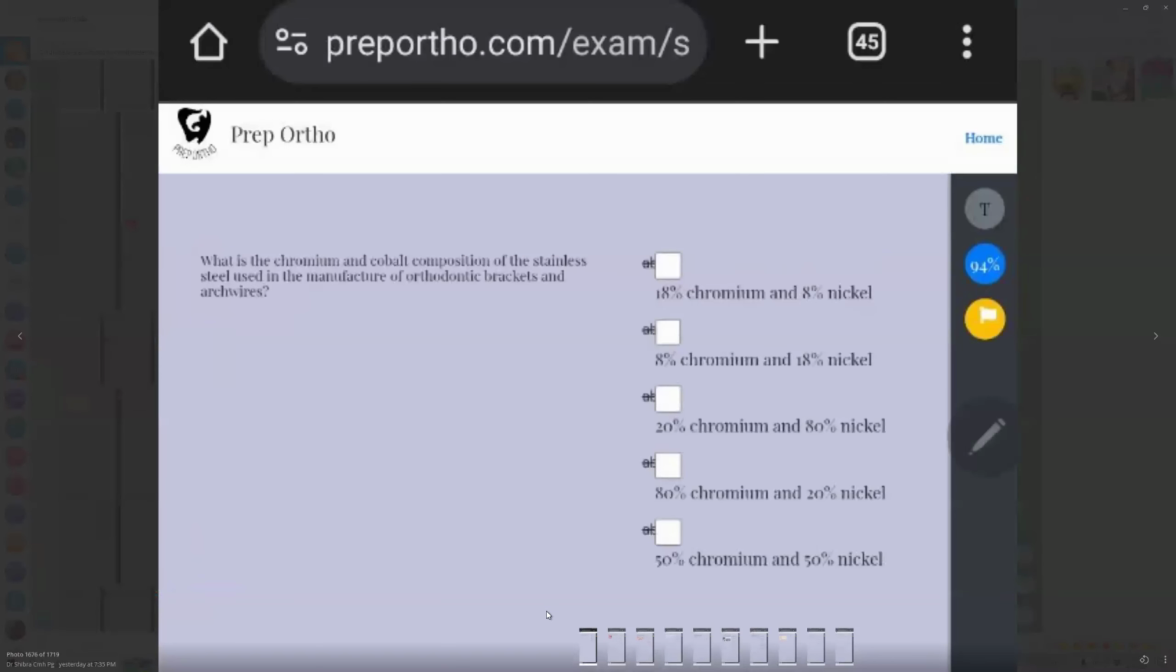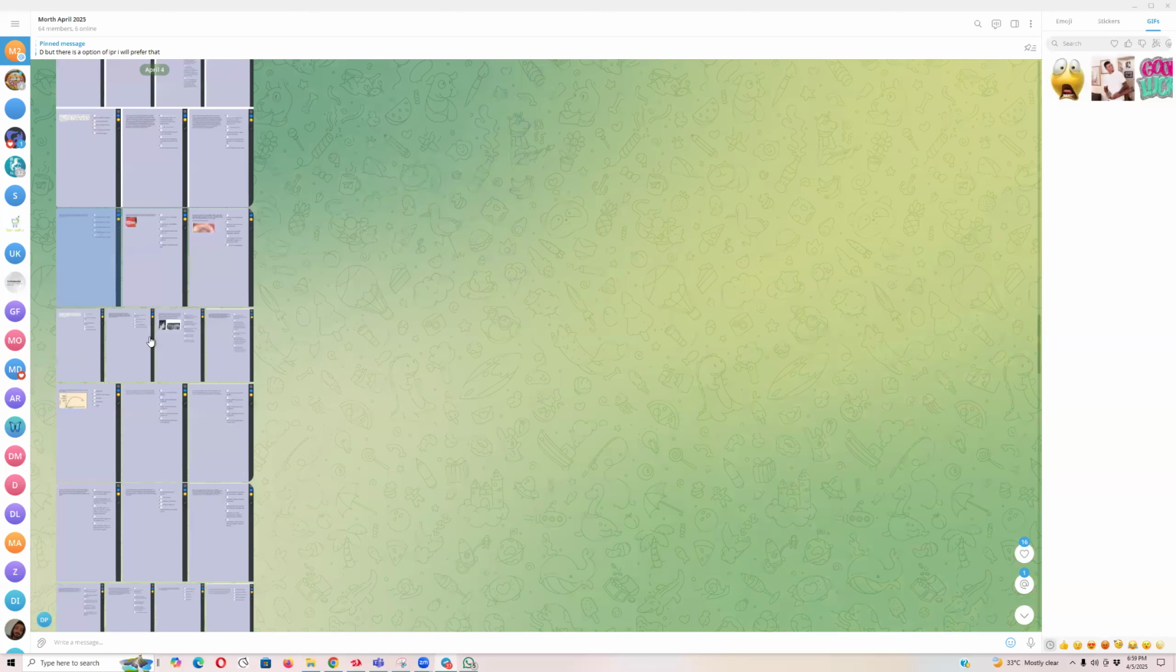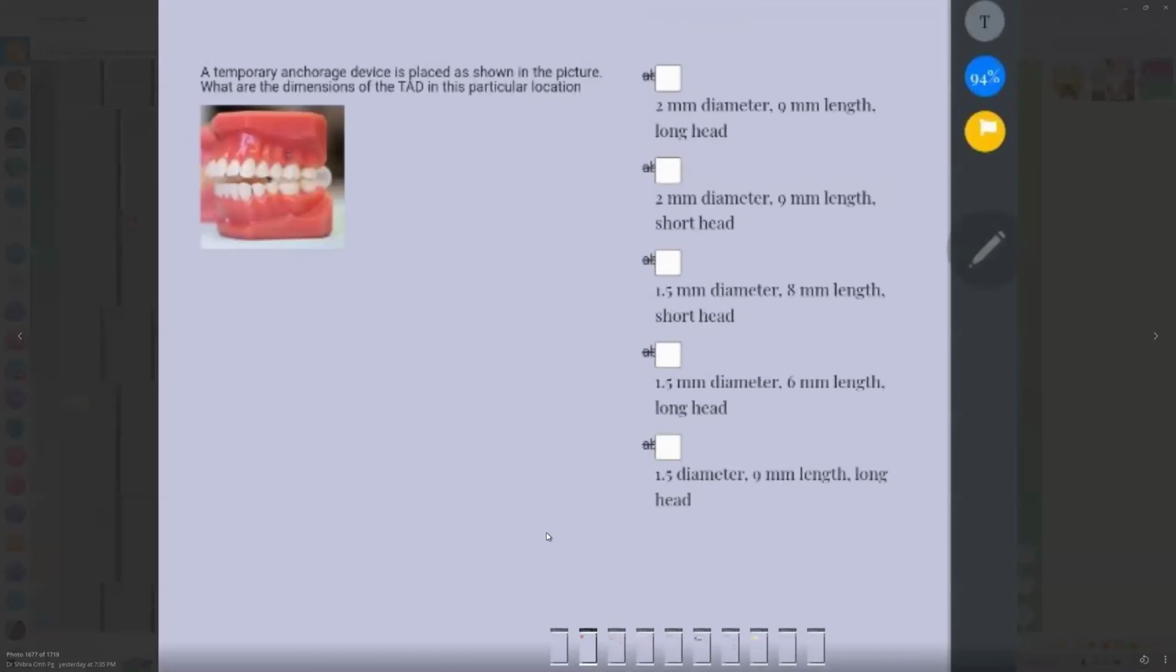So they mostly ask about the composition of stainless steel and nickel titanium. In stainless steel, it's called 18-8 stainless steel, which is 18% chromium and 8% nickel. So option A here. Not this question. This one. The same question, I think it's repeated again. It's a 1.5 millimeter diameter, 8 millimeter length, and a short head. So the option C here.